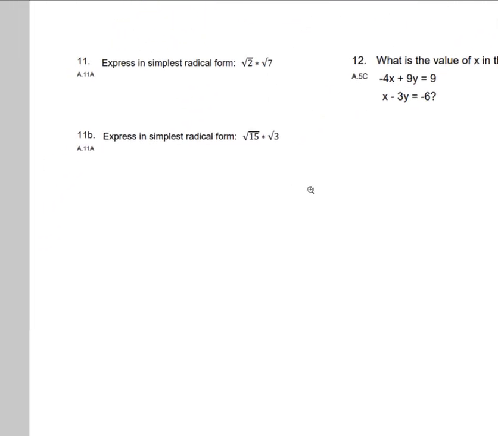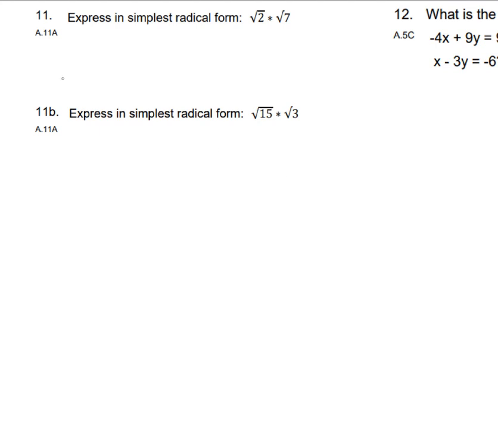I'm going to talk about this express in simplest radical form. If you just wanted to do this, what you would do is take and just multiply these together. What's 2 times 7? 2 times 7 is 14. So it's just the square root of 14. This one here would be 3 times 15, which is going to be the square root of 45. Ooh, they got tricky over here, though. So this one's the square root of 45. This one's square root of 14.